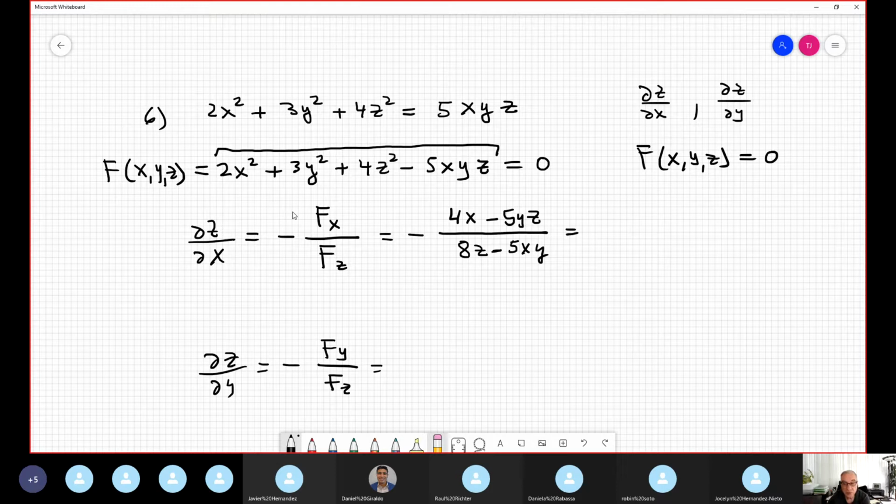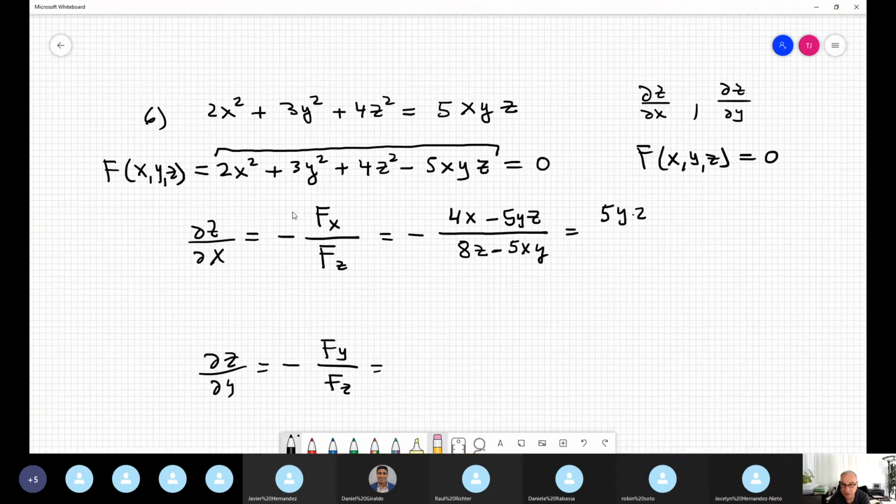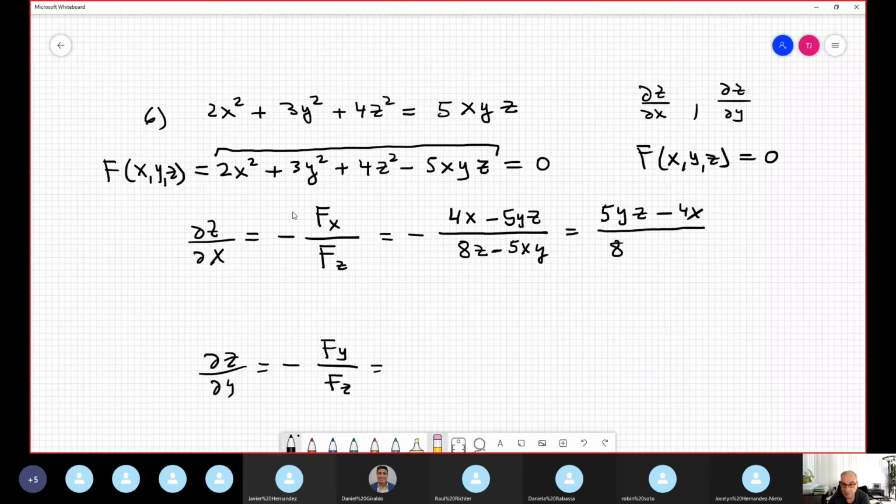So you don't like this negative, okay, you change. You suppose that it is (5yz minus 4x) divided by (8z minus 5xy). So the thing I did was multiplication by -1 on the top part, or the bottom part, it doesn't matter. I select the top part. See, if you select the bottom part, you get the equivalent answer.